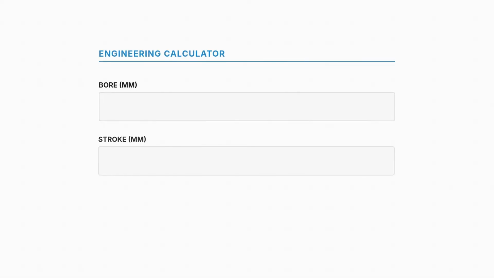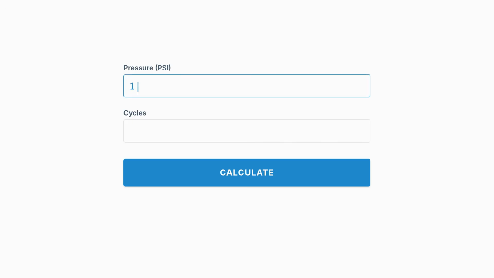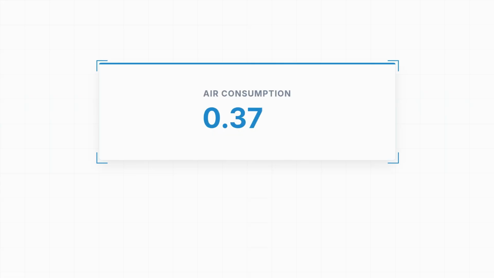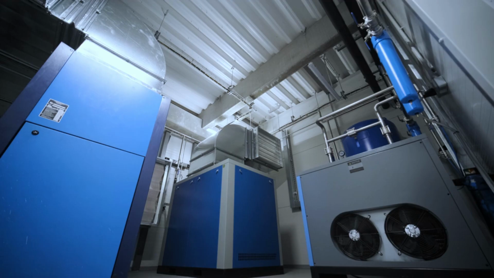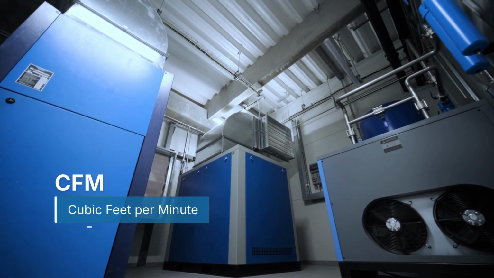Here's a worked example. With a bore diameter of 10 inches, stroke length of 10 inches, operating pressure of 10 psi, and 10 cycles per minute, the calculator gives us these results. Air consumption is 7.64 CFM. That's cubic feet per minute of compressed air your system needs.